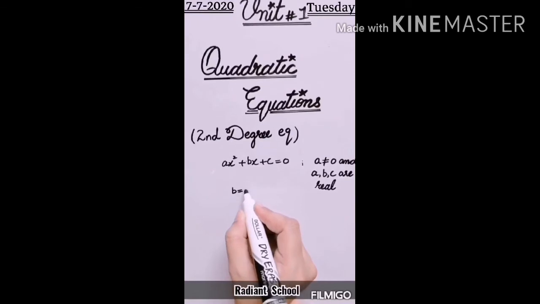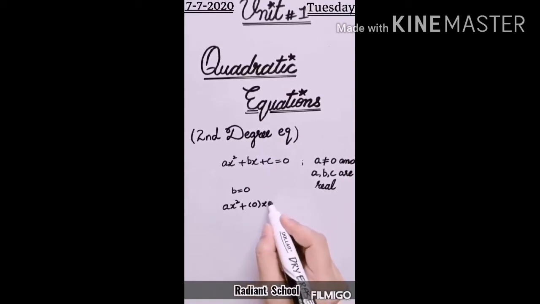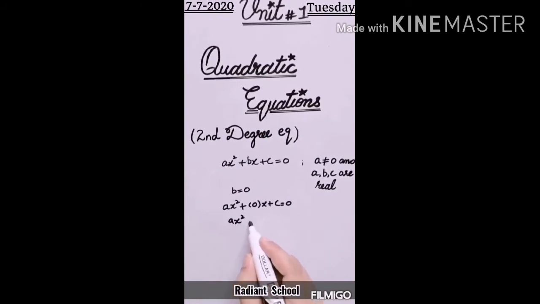Let's check if b will be 0. What will happen? Ax square plus 0 into x plus c is equal to 0. Ax square plus c is equal to 0. So this means that when we put b is equal to 0, again we have a quadratic equation because the highest power of the variable involved is 2 here. So b can be 0, because after putting the value of b is equal to 0, there is no change in the degree of the equation.